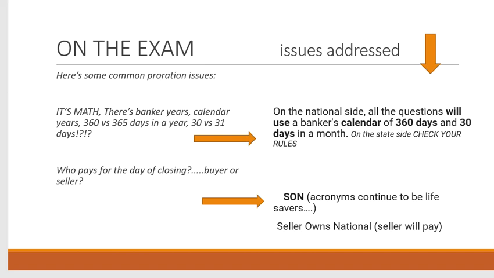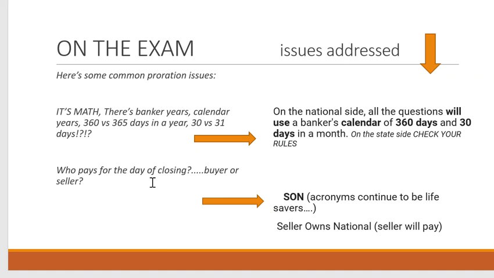So let's cover some proration issues. First of all, it's math. There's banker years, calendar years, 360 versus 365 days in a year. Is it 30 or 31 days in a month? So let's just address these issues. On the national side of the exam, all the questions will use a banker's calendar of 360 days and 30 days in a month. Check your state side for the rules. Like in Colorado, I know that it's 365 and you have to know the number of days in the month. But for the national exam, it's 360 days and 30 days in a month. So that's what we'll be using for our example problems.